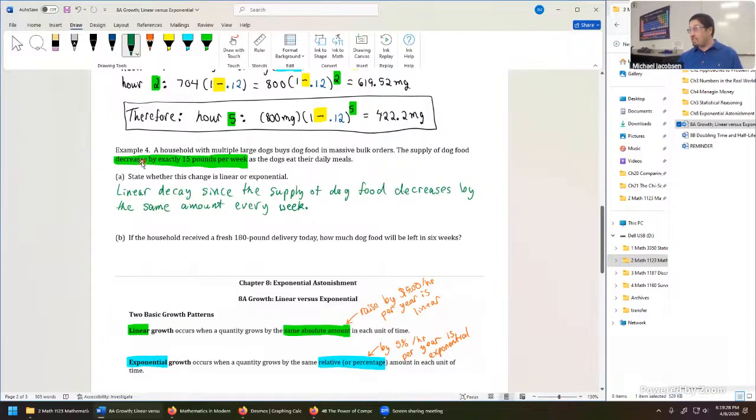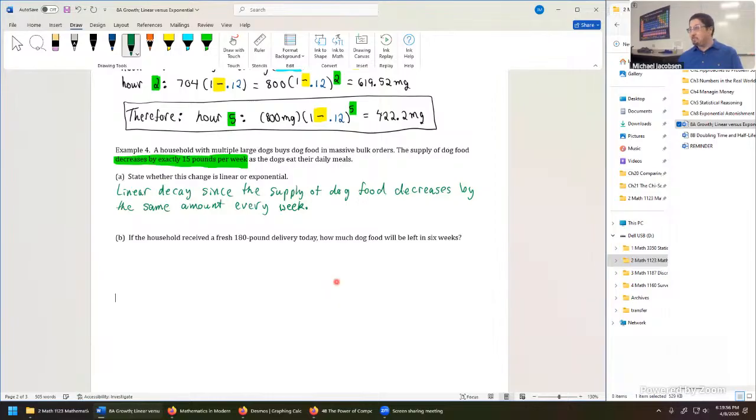Which means it's pretty much the same as our example one, doing our computation for if they had a fresh delivery of 180 pounds of dog food. I guess we're assuming that they were completely out before that fresh delivery occurred. So they have now exactly 180 pounds in their home. We want to know how much food will be left in 6 weeks. Again, that's kind of concerning. They ran out of dog food, so let's hope that doesn't happen again under this assumption.